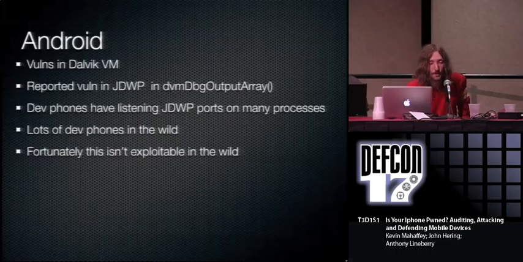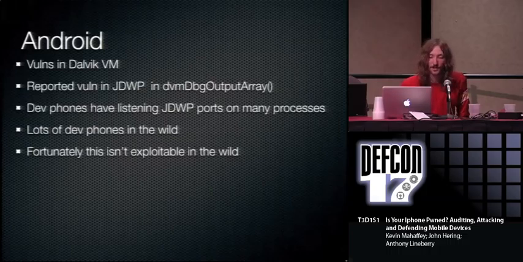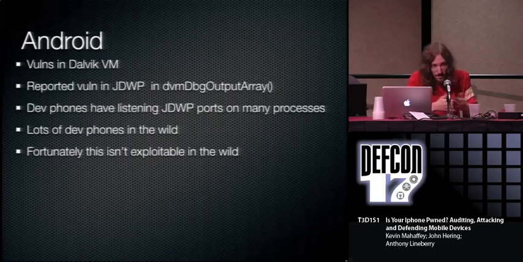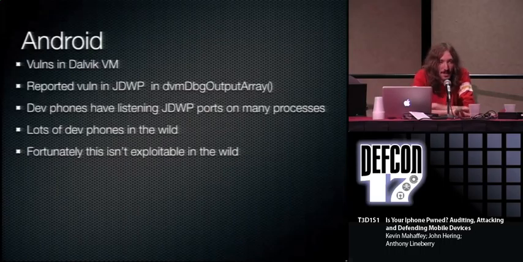So we did look for some vulnerabilities in the Dalvik VM because we figured that's a good place to get some code execution. One of the ones that we found that we can disclose is in the JDWP, the Java Debug Wire Protocol. It's in the DVM debug output array, which basically just outputs an array to the console. It was basically just a textbook integer overflow.